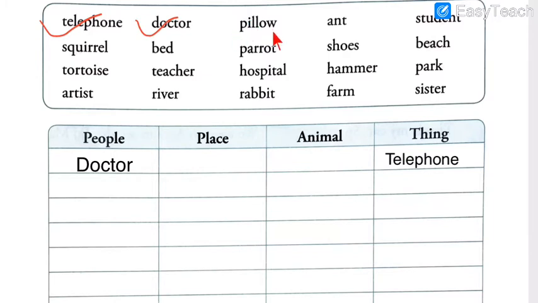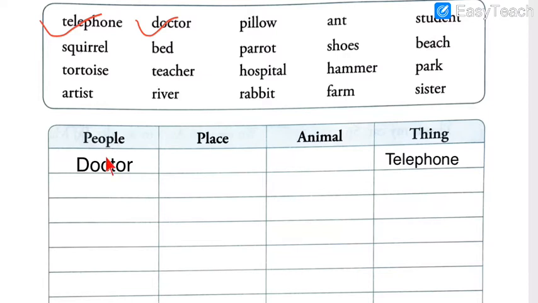Now the third one is pillow, P-I-L-L-O-W, pillow. Now pillow means it is a thing made up either of cotton or of anything else we use to keep our head while we sleep. So it gives support to our head, in short, while we sleep. So that is perfectly the pillow. Now I hope you have got an idea what a pillow is.